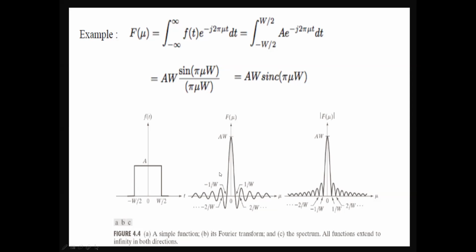So generally, the spectrum of this pulse having the width W is a sinc function. So the second figure and the third figure, both are sinc functions. The sinc function is similar to the sine, right? So AW sinc of pi mu W is the Fourier transform of the given pulse whose height is A and the width is W.